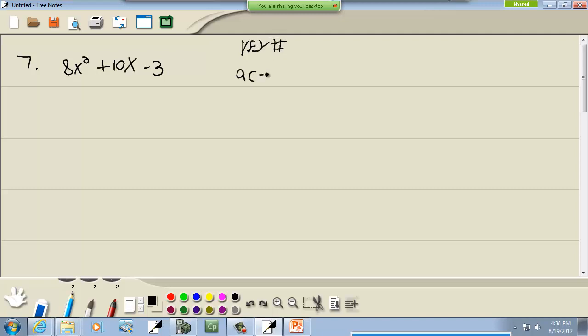With the key number, we take the number at the beginning times the number at the end, ignoring signs. So 8 times 3, and that gives us 24. Now we're still going to build a PSD table. We're just going to use it slightly differently. I want to write down all products that give me 24. So I've got 1 times 24, 2 times 12, 3 times 8, and 4 times 6.